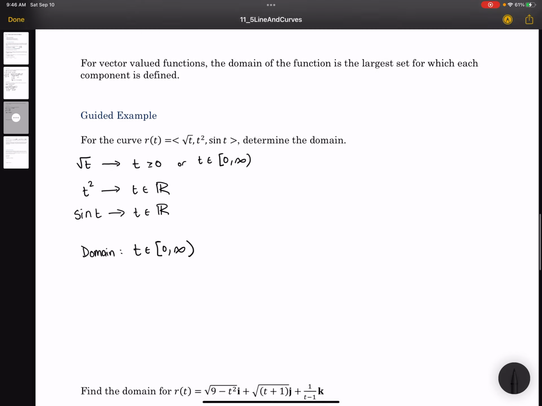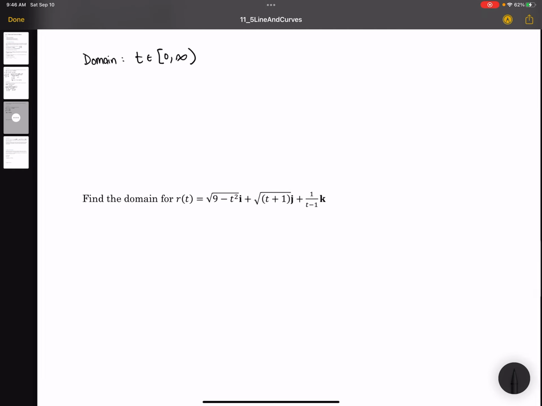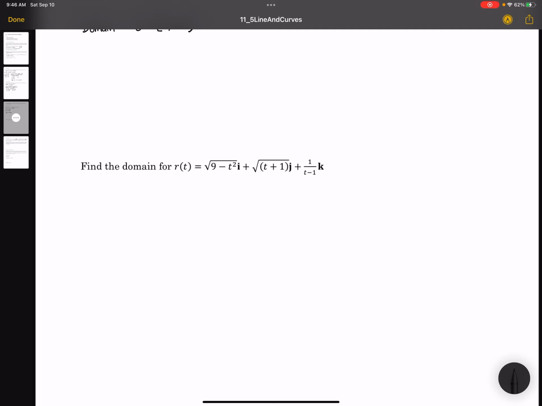All right. For the next one, you pause the video, see if you can get it. So if you're rejoining me, our first component, we need to be concerned with the square root of 9 minus t squared. Now, you should know that this is a semicircle of radius 3, so it's only going to be defined for values between -3 and +3. But I'll let you work that part out. So in this case, t is an element of the interval -3 to +3.